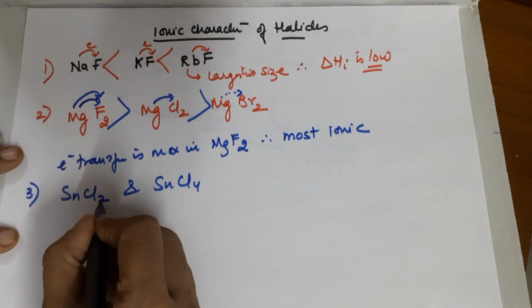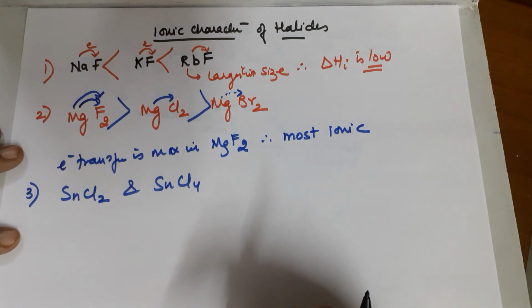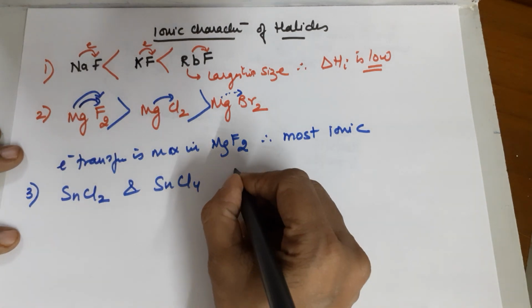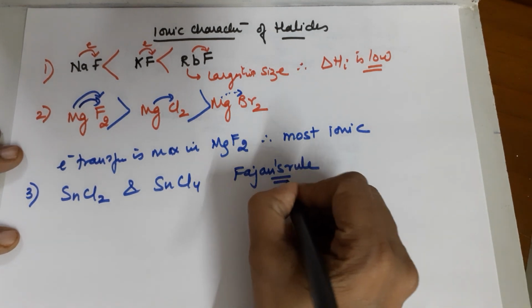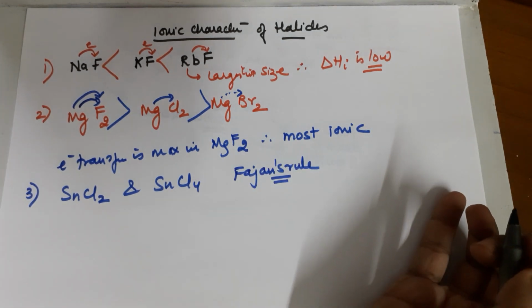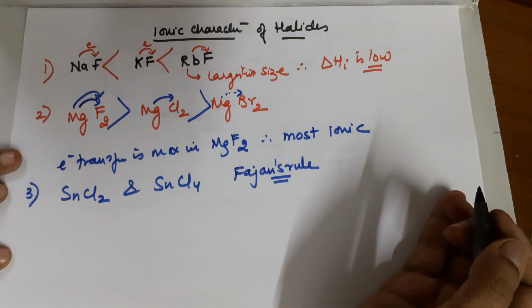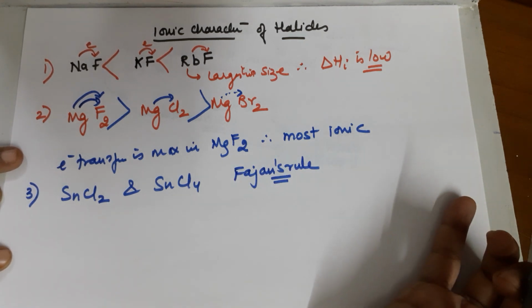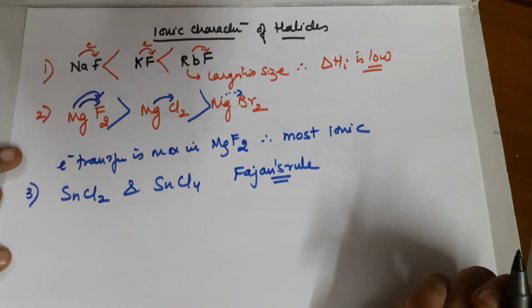If you have tin dichloride and tin tetrachloride, now the metal and the non-metal both are the same. Now you need to know something about Fajan's rules. If you have no clue about Fajan's rules, please watch my video in the channel for class 11th chemical bonding, unit 4. You would come across Fajan's rule, or else you can type Fajan's rule by Seema Makhijani and you can reach this particular video.